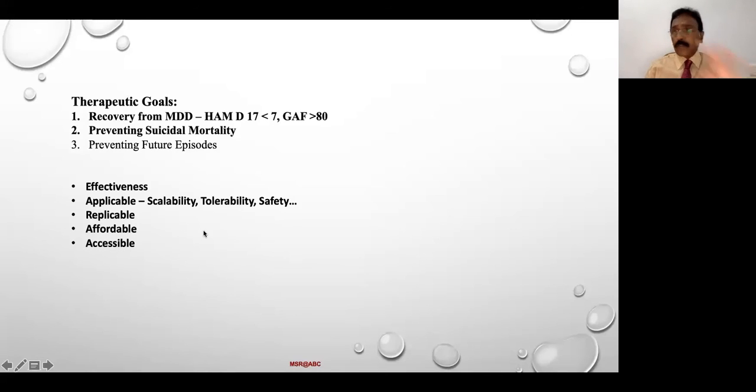I think all of us know that. It has to be effective, it has to be applicable. What is the scalability, tolerability, safety, replicability, affordability? Any treatment for any medical disorder has to satisfy this. If it does not satisfy this, it is not going to work.